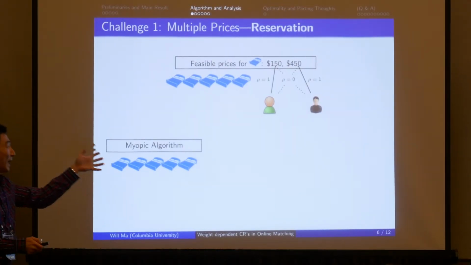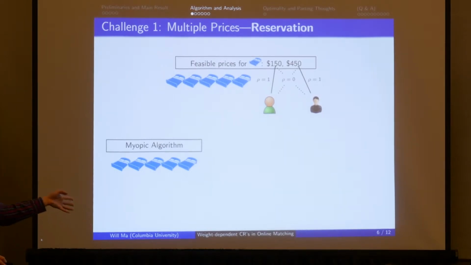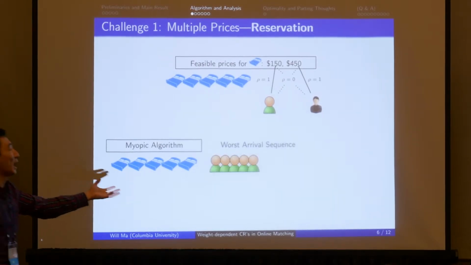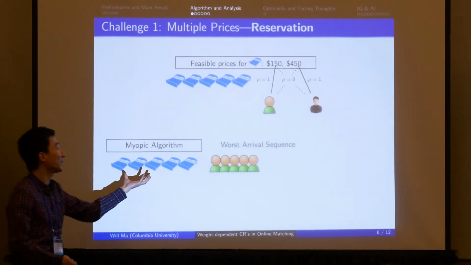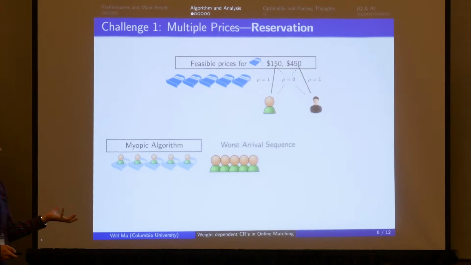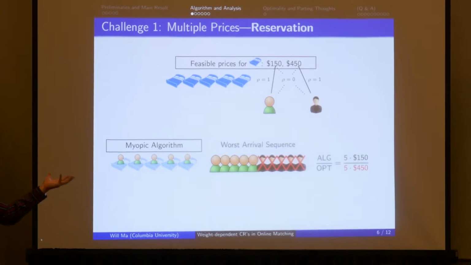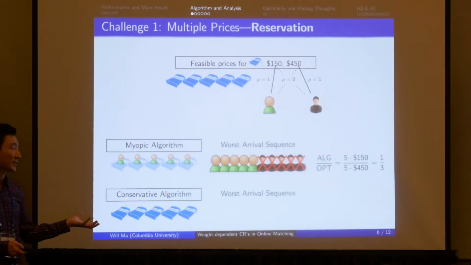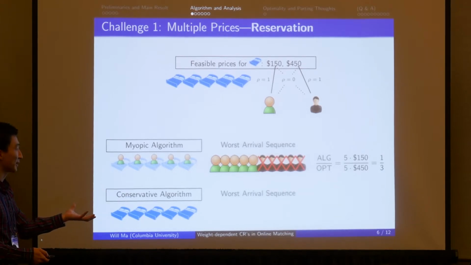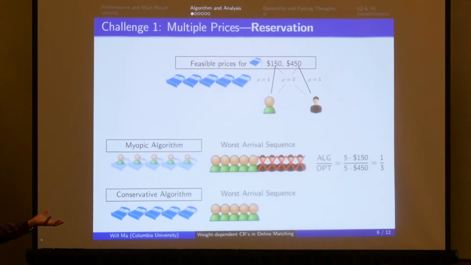If I'm myopic and I sell all of the hotel rooms at the lower price, if five, let's call them economy class customers, come and fill my hotel, then I have no more space for 5 business class customers to come later. I'll get a ratio of the lower price to the higher price, which is 1/3. On the other hand, if I'm too conservative and I save all of my rooms for business class customers, but they never come, then my competitive ratio will actually be 0.